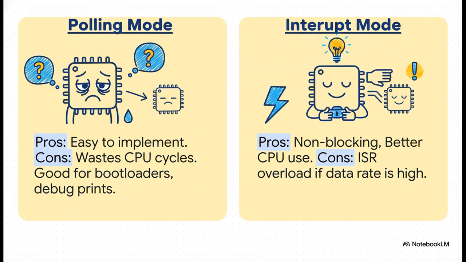The smarter way is interrupt mode. Here, the processor goes off and does other things, and the UART hardware only gives it a little tap on the shoulder when new data has actually arrived. It's way more efficient, but it can get a little tricky if data starts flying in too fast.